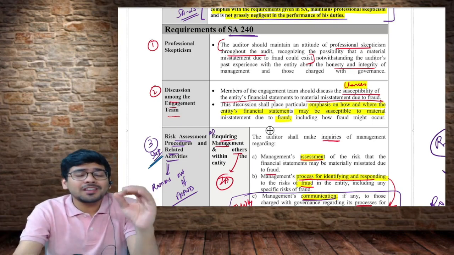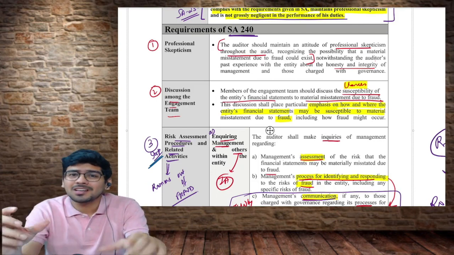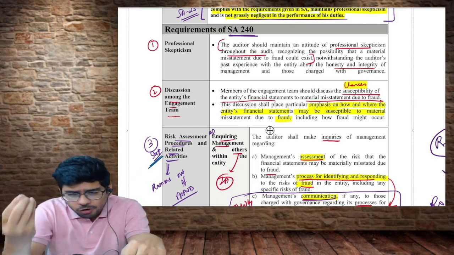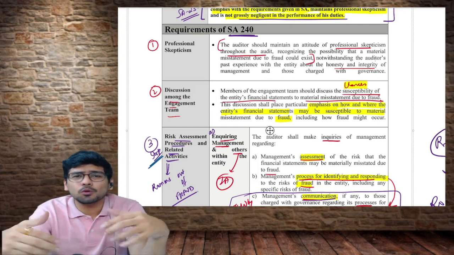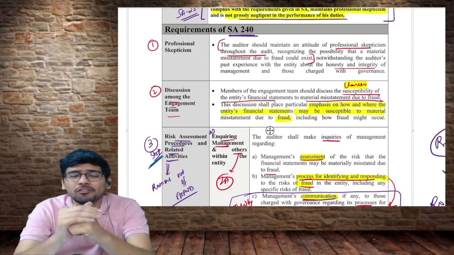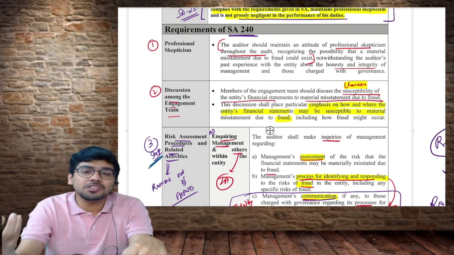Then third, when there is a case of management overriding the controls, he needs to assess the ROMs due to fraud. And obviously, because fraud is involved here, management has overridden the controls, this will be a significant risk, and the auditor needs to assess whether they need to apply extra procedures here.